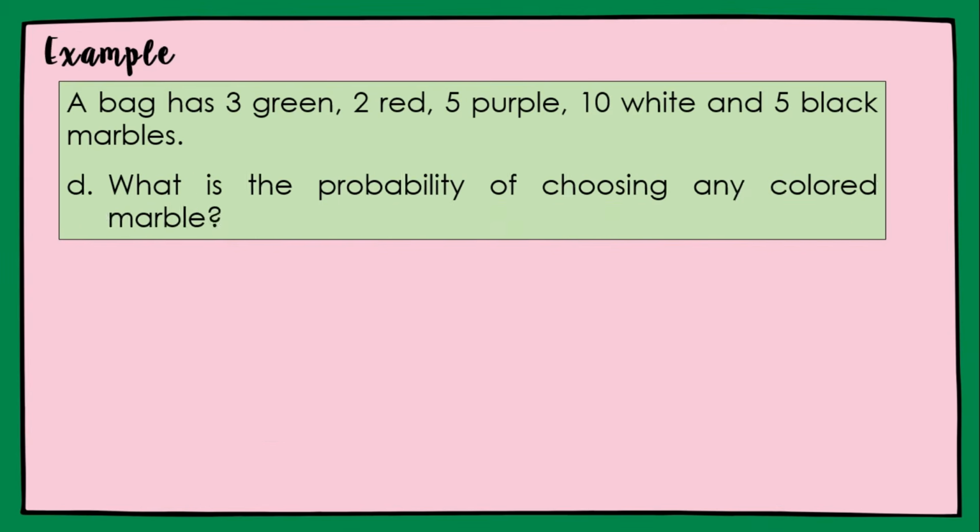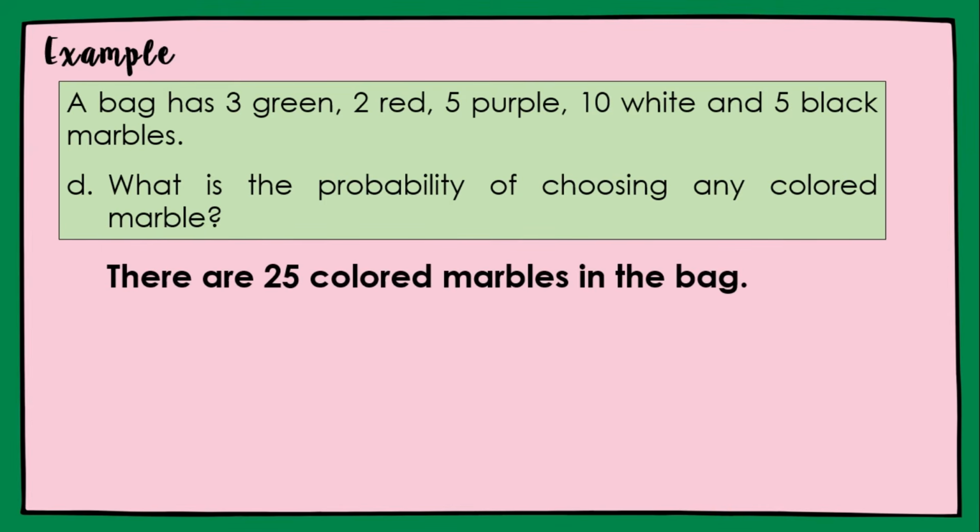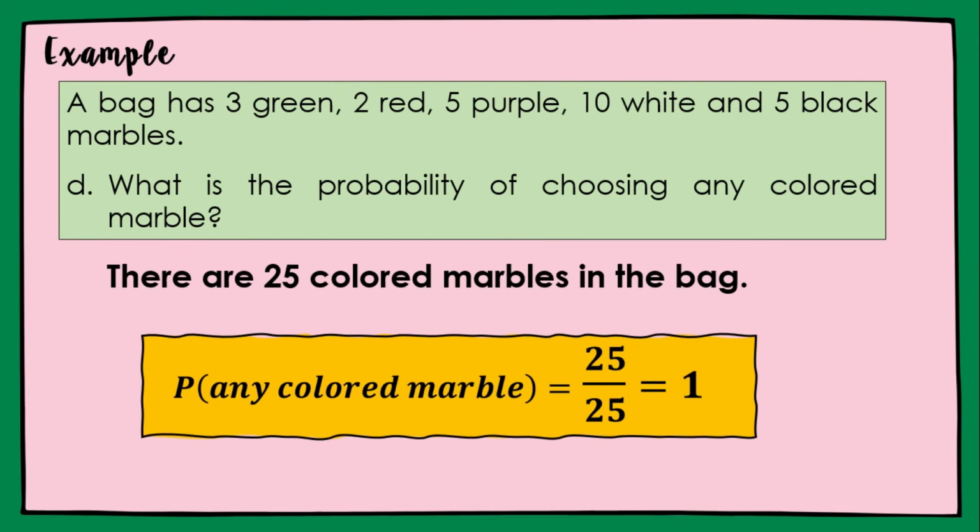And last question for this problem, what is the probability of choosing any colored marble? There are 25 colored marbles in the bag. Therefore, N(E) is also equal to 25. Thus, the probability of choosing any colored marble is equal to 25 over 25 or 1.